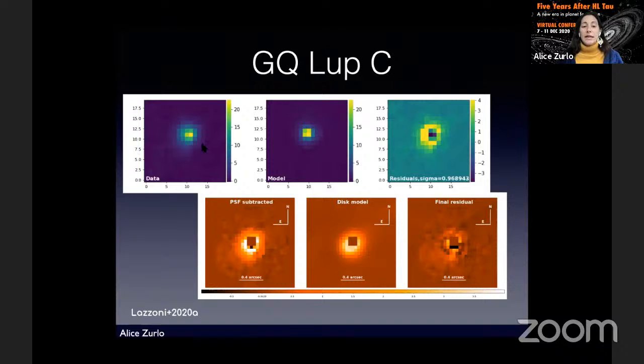You can see here exactly the same technique, where we subtracted a model of the PSF of the instrument, and the disk is showing up. And we now also try to model the disk to see some properties of the disk itself. So this is one of the successful results that we had using this technique.